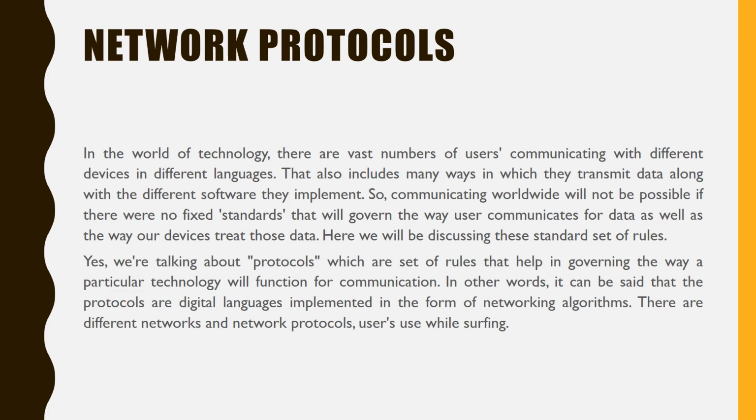So communicating worldwide would not be possible if there were no fixed standard. If we do not follow a universal pattern of communication, it is very difficult for two people to communicate with each other, because everybody uses a different platform of networking. So this universal platform for working over a network is known as protocols. What basically are protocols? Protocols are the set of rules that help in governing the way a particular technology will function for communication.